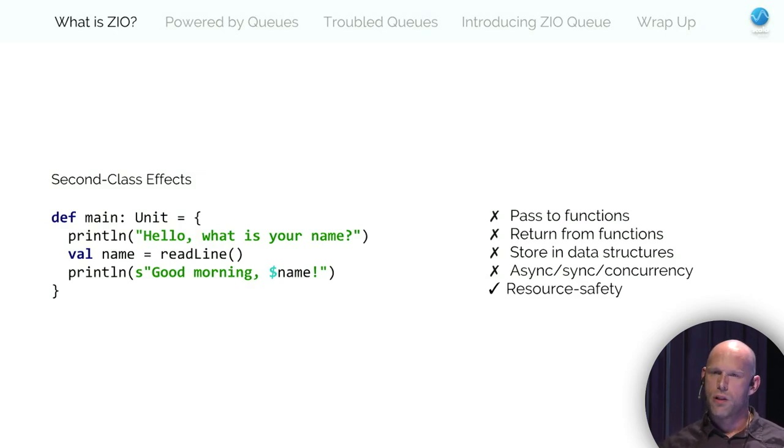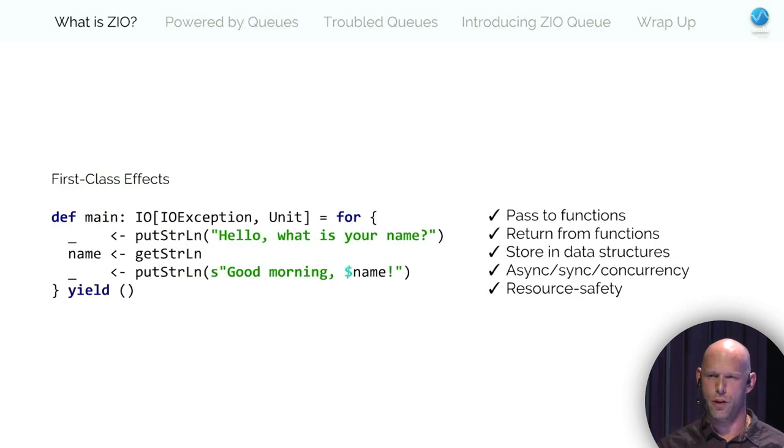First class effects, on the other hand, take this notion of a bunch of statements and they say, well, what if these statements were values? And they move them over into the world of values. And when you take effects and you turn them into values, then you gain an enormous amount of flexibility and power. You can suddenly take your bunch of statements, your programs, and you can pass them to functions. You can pass programs to functions. And you can return programs from functions.